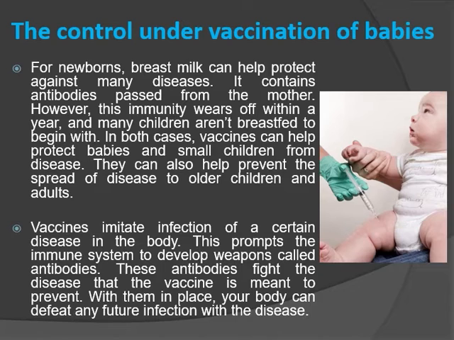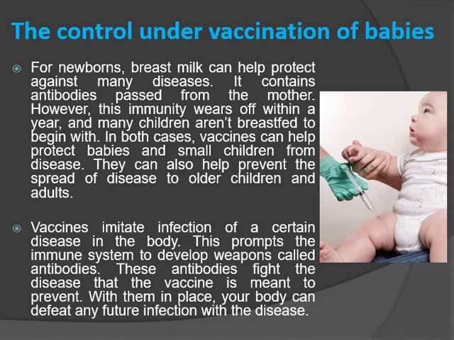Vaccines imitate infection of a certain disease in the body. This prompts the immune system to develop weapons called antibodies. These antibodies fight the disease that the vaccine is meant to prevent. With them in place, your body can defeat any future infection with the disease.